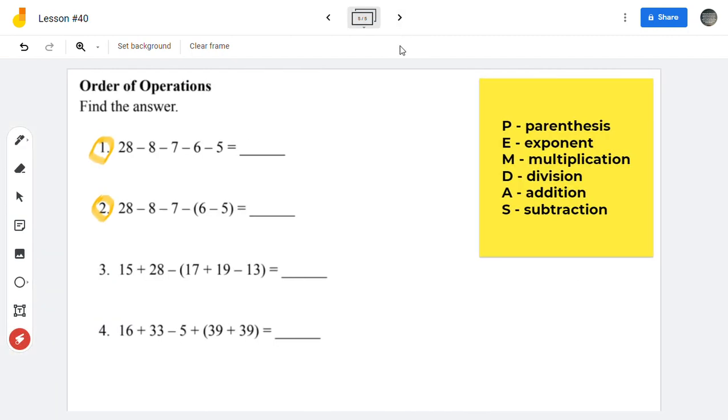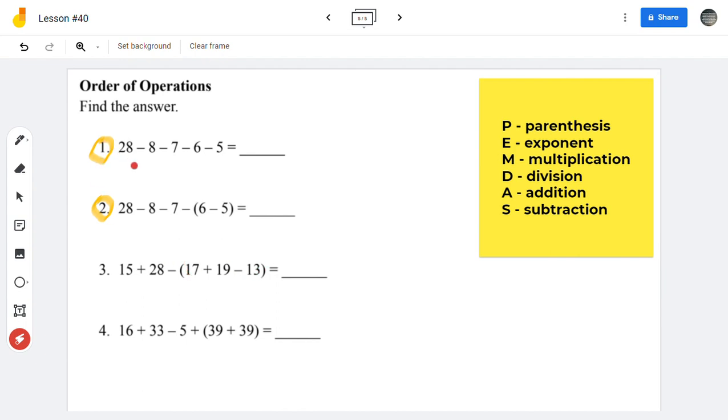Now the last section we're going to go over is order of operations, and we're going to be finding an answer for number 1 and number 2. And over here I have the PEMDAS order. P for parentheses, E for exponent, M for multiplication, D for division, A for addition, S for subtraction. So number 1 and number 2 deal with only subtraction, and if you look at the other problems, only addition is dealt with, plus the parentheses.